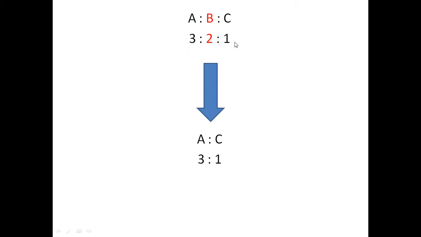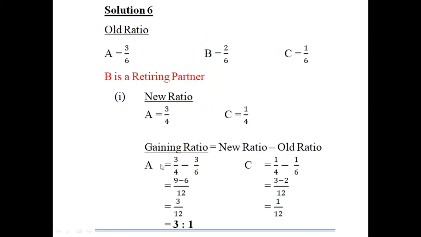So between A and C, what is the ratio? Between A and C, this is the ratio, right? 3 is to 1, isn't it? B is a retiring partner. Okay, and who are the remaining partners? A and C are the remaining partners. And B is a retiring partner. So between the remaining partners, that is A and C, what is the ratio? 3 is to 1. So this 3 is to 1 is the new ratio. Now this 3 by 4 and 1 by 4, this is the new ratio.